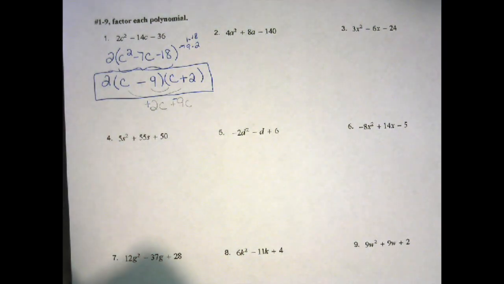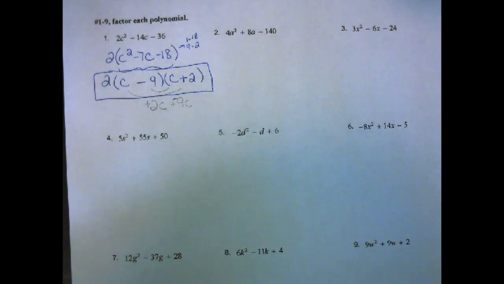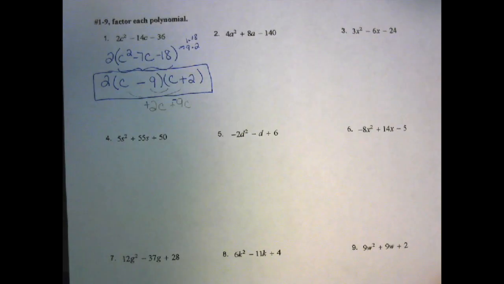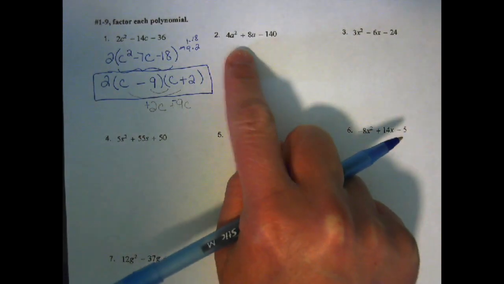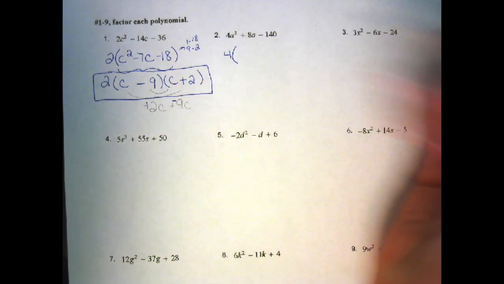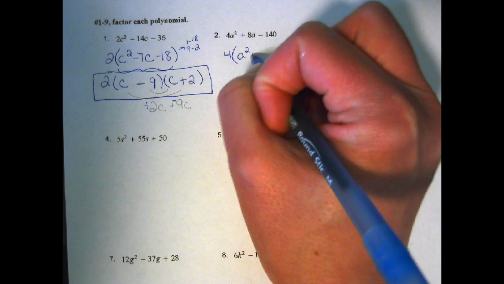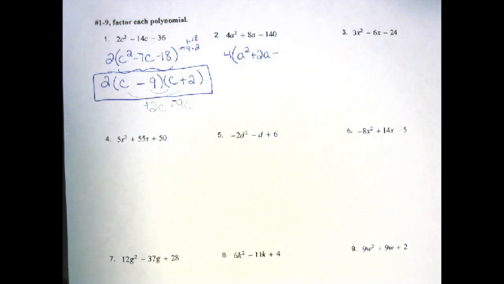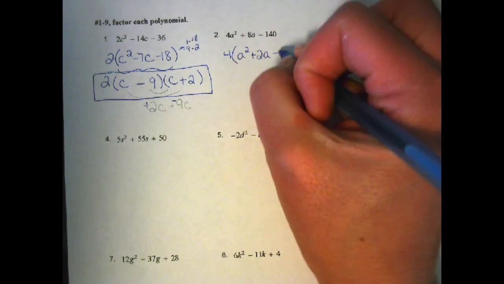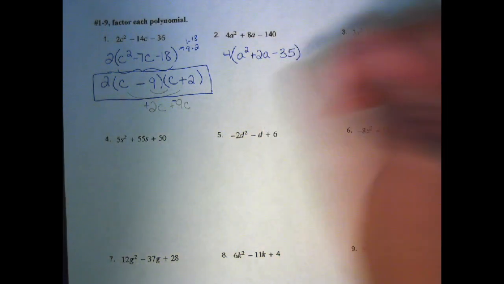Okay, so let's do one more together and then maybe I'll have you pause it and you can try it on your own. So in number 2, I can see that everything is divisible by 4. So I'm going to go ahead and divide everybody by 4. So if I divide the first one by 4, the second one by 4, and actually I'm going to use my calculator on this, 140 divided by 4 is 35. So I didn't know that when I used my calculator.